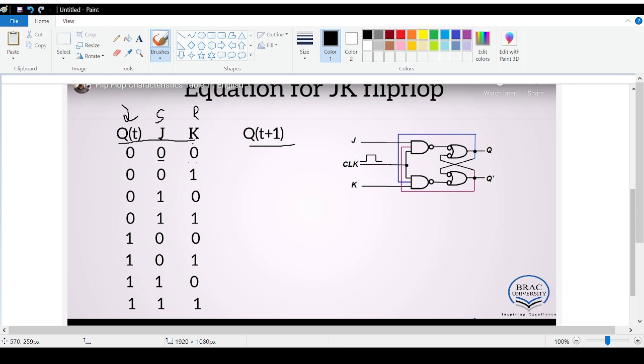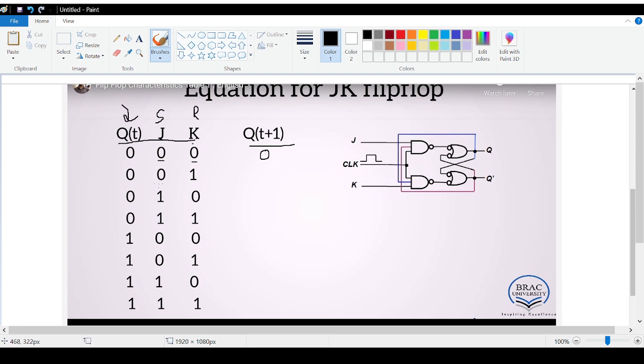If J is 0 and K is 0, what operation does this denote? J 0, K 0 means S 0 and R 0. Well, no change. It shows no change. That means whatever value is stored right now will be shown in my next state. So if 0 is stored, my flip-flop will keep on storing 0. If JK is 0 0, it matters what is currently stored. My current value is 0, so my next state will also be 0. There will be no change inside my flip-flop. It was 0 and it will remain 0.